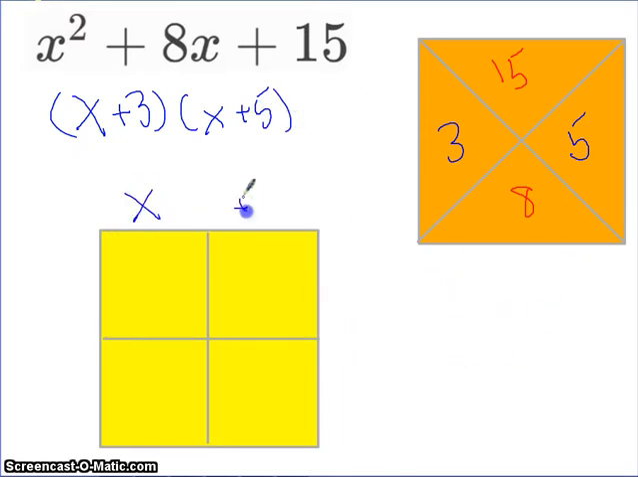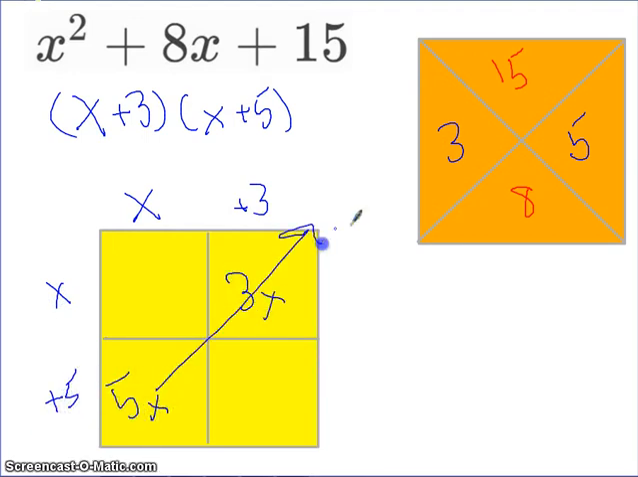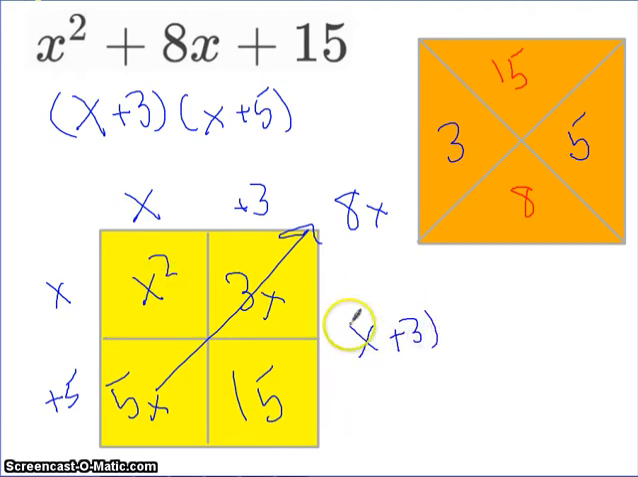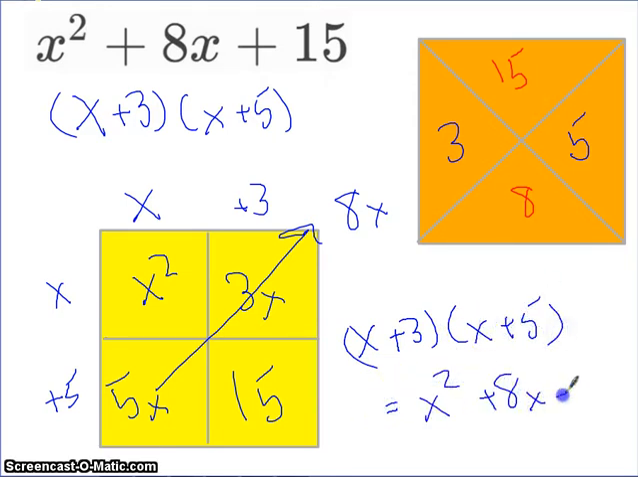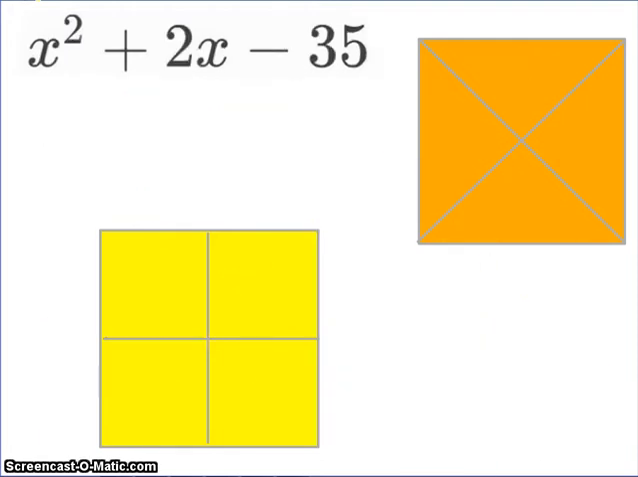So x plus 3 and x plus 5, the 5x and the 3x from the two middle terms give me 8x, so the sum of those two like terms gives me 8x, and the product, 3 times 5, is 15. So when I multiply x plus 3 times x plus 5, I get x squared plus 8x plus 15. Alright, pause here. Next puzzle.